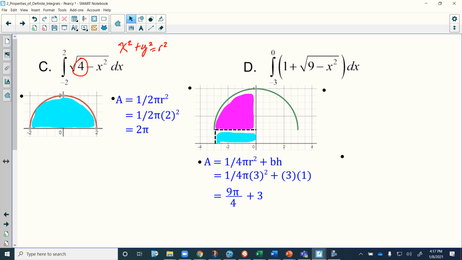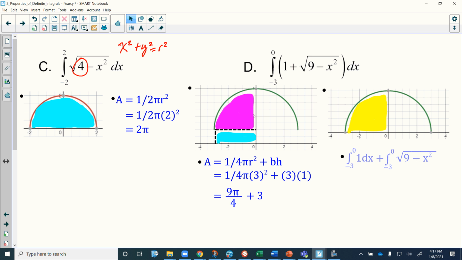Now in this case, we don't need to graph the actual function. We can look at it in terms of the properties of the integration. I can break it up into two parts: the integration of the constant 1 plus the integration of the semicircle itself. And I will wind up with the same thing, looking at it from -3 to 0.